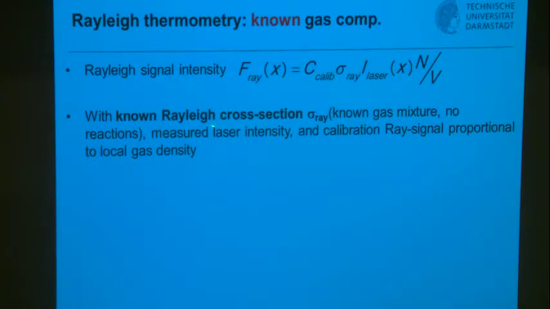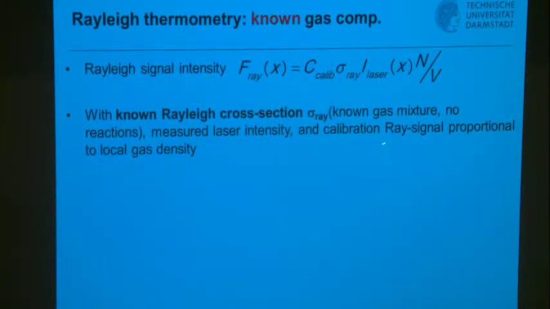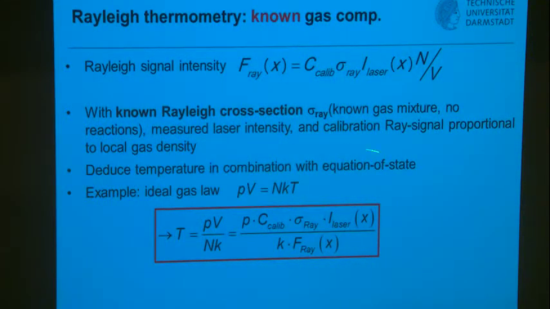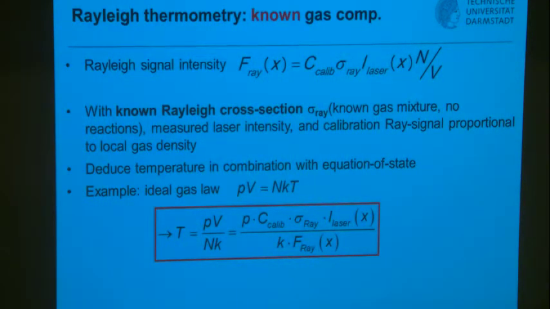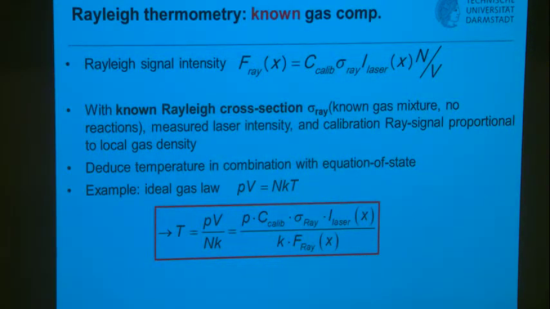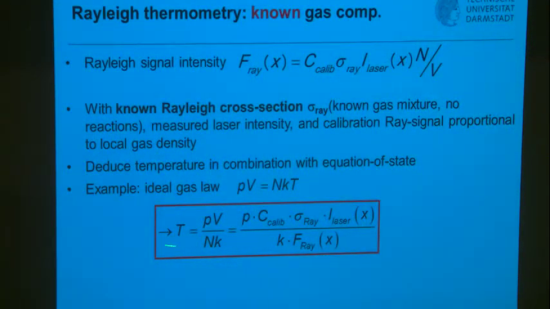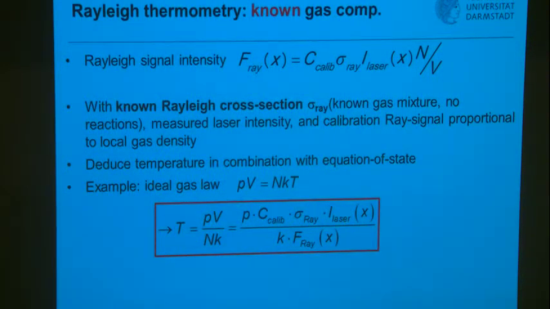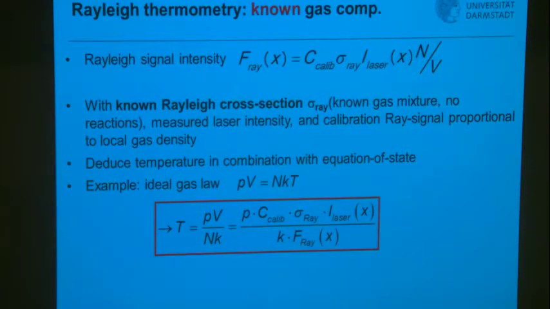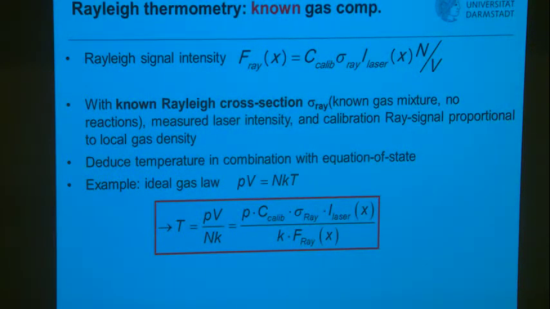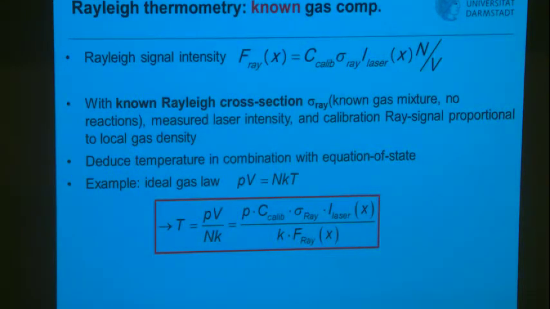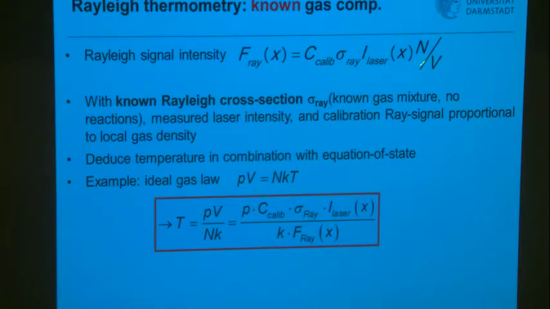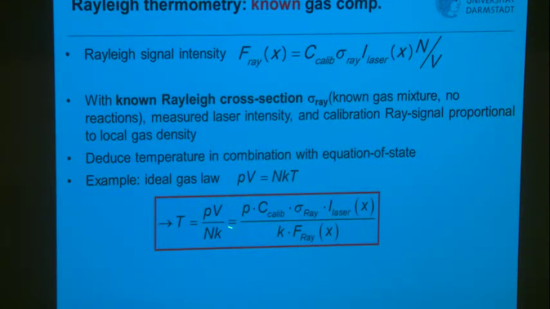Then you measure the laser intensity, and after a calibration, you can directly deduce the temperature, as I said, in connection with the equation of state. In this simple case here, assuming the ideal gas law. We have seen this formula already, where you need to know the pressure. In many applications, that's not a problem. Because it's homogeneously distributed, you just need to measure that at one location with a piezoelectric or piezo-resistive transducer. And then I just resolve this equation here for N over V and put that in.